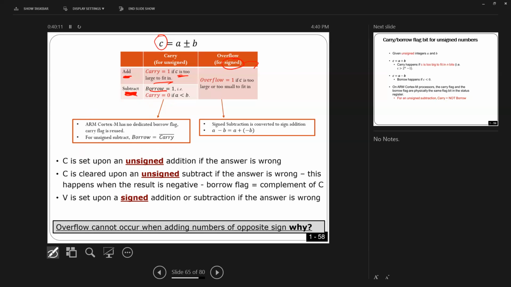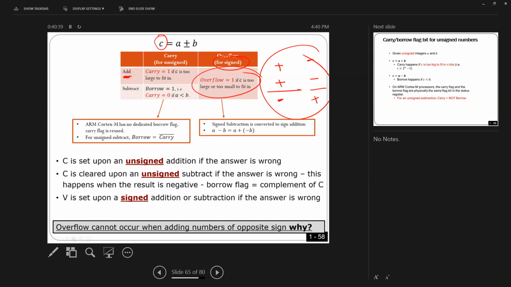But if your numbers are signed, overflow is going to be 1 if the result is too big, and we have only one rule here. In both cases, addition or subtraction, it is one rule. If you have subtraction, you need to convert subtraction to addition, and then see. If I add positive to positive and get negative, or add negative to negative and get positive, in these two cases there is overflow.